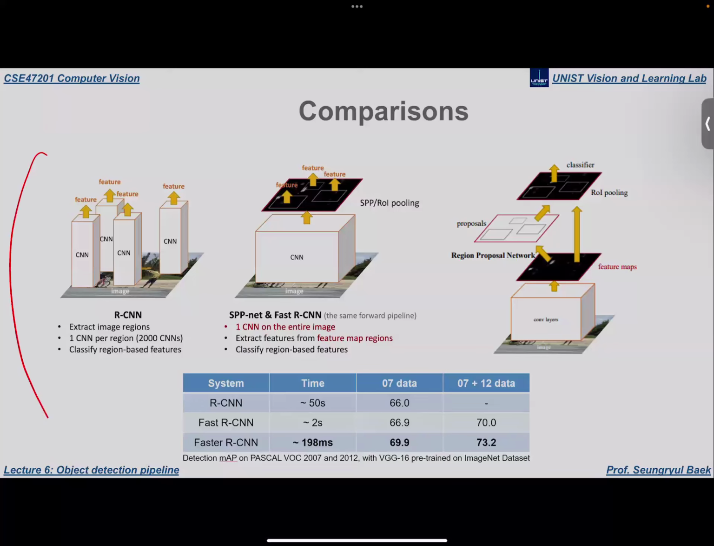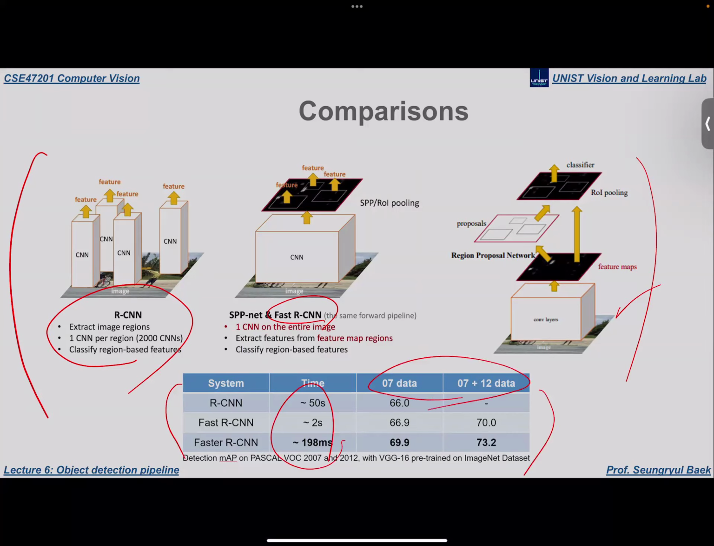And this is the comparison of the three algorithms we have learned: RCNN, fast RCNN, and faster RCNN. We can see how much time they take for one image inference, and also compare the accuracy using two types of data. From RCNN to fast RCNN, their accuracies become robust.